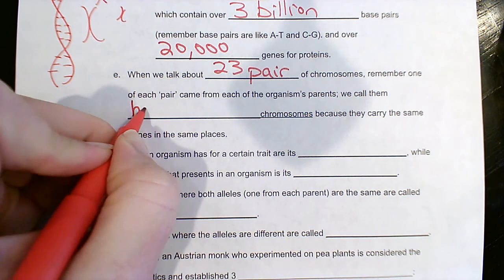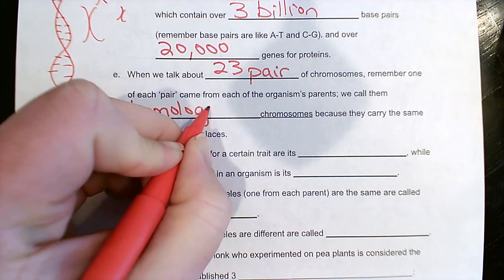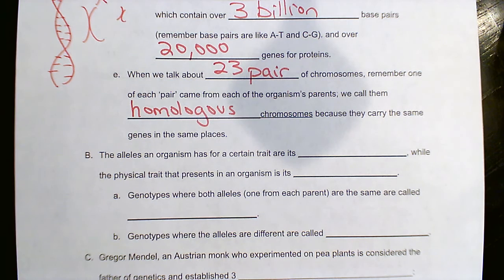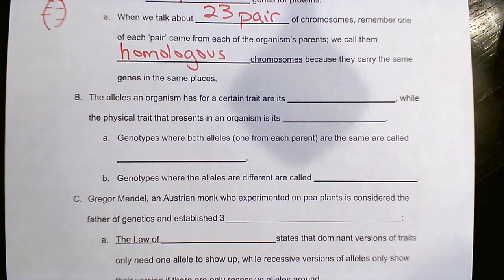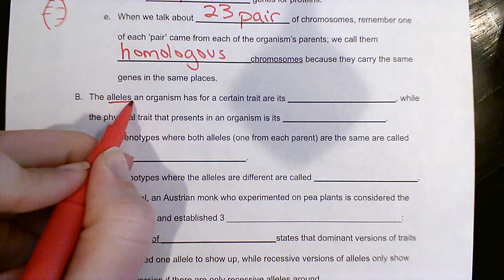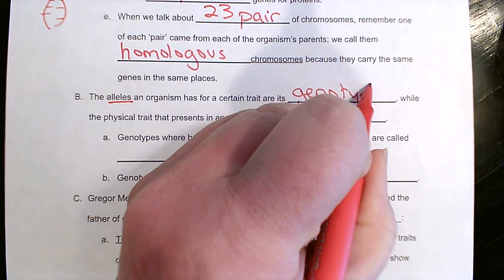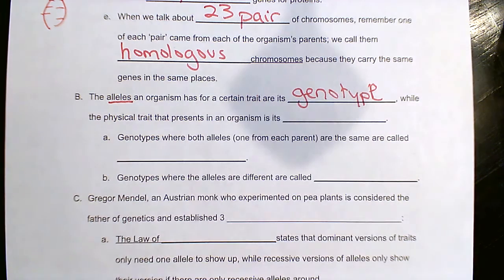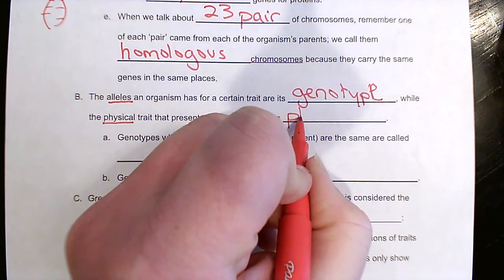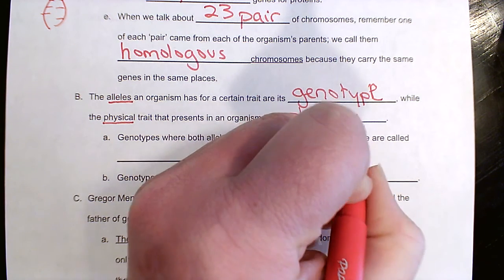And so those are the ones we call homologous chromosomes. Okay, they're the same size. They have the same genes in the same places. Remember, homo means same. So the alleles an organism has for a certain trait are what we call its genotype, while the physical trait that it presents in an organism is phenotype.